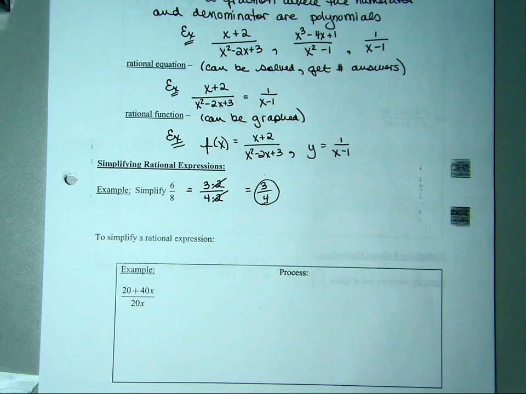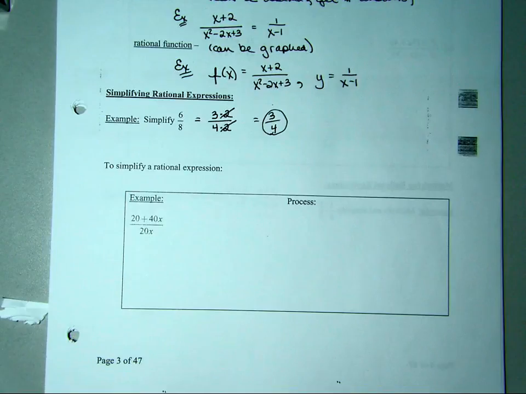Let's take a look at the problem in the box. 20 plus 40x over 20x. If we go back to our 6/8 problem, I rewrote everything as multiplication, so I was able to cancel things. I need to rewrite these things as multiplication problems. Well, the way we do that is by factoring. The first step I'm going to do with any of these problems, step number 1, is to factor the numerator and denominator.